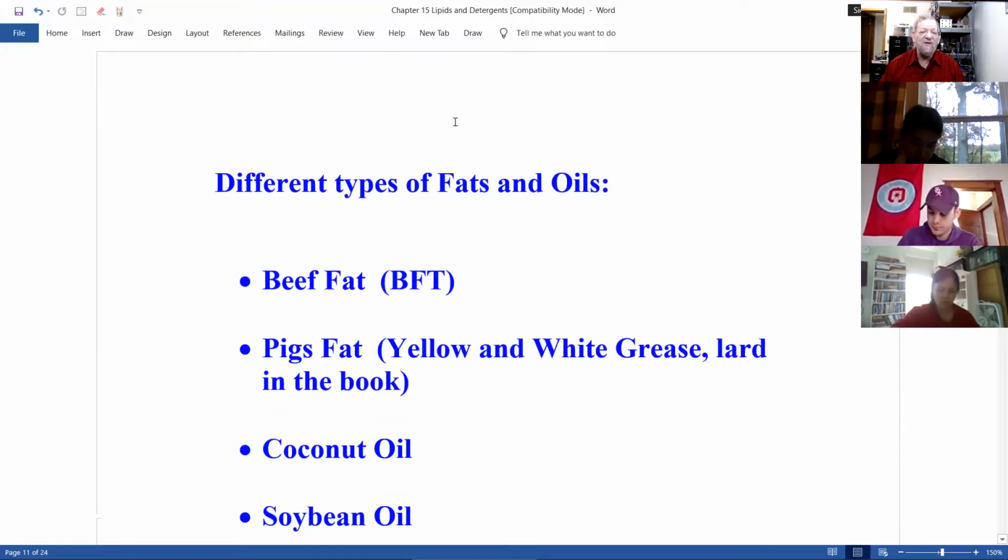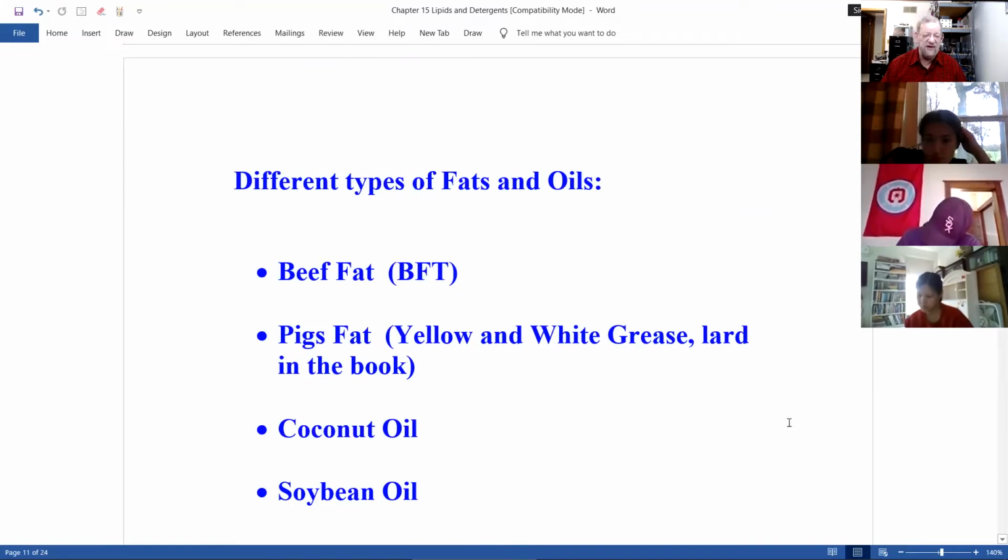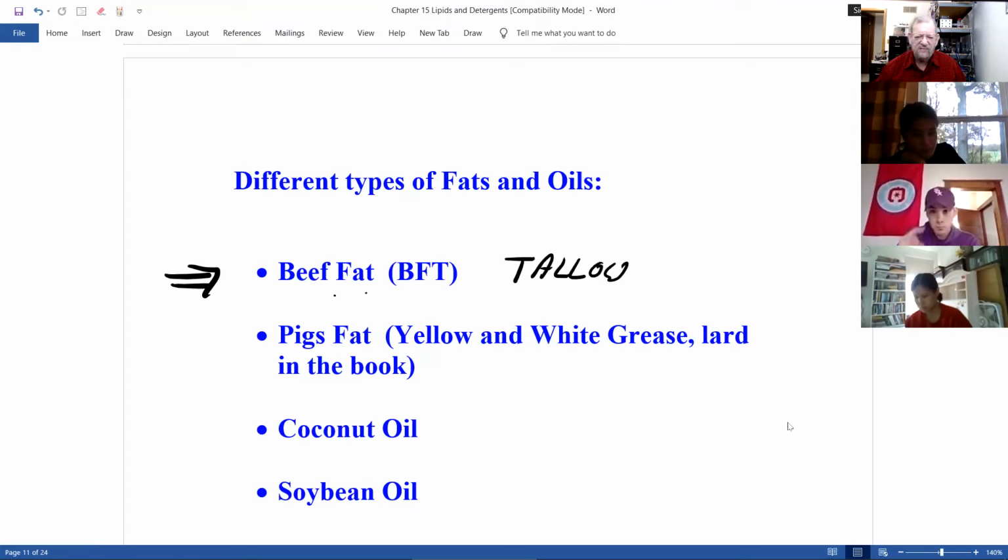All right, now I'm going to go over some stuff that's really not well covered in the book if you're reading the book, and there are a few things you should learn from this. Now, there are different types of fats and oils, and the first one you should know is beef fat, which is not called that in the chemical industry. You should know that's called tallow. And tallow is abbreviated sometimes BFT, which stands for bleachable fancy tallow. That's the highest grade. But tallow is beef fat, and you should know beef fat is called tallow.